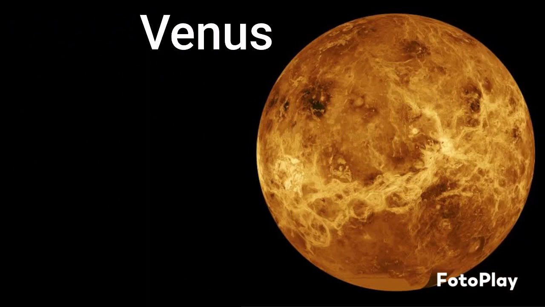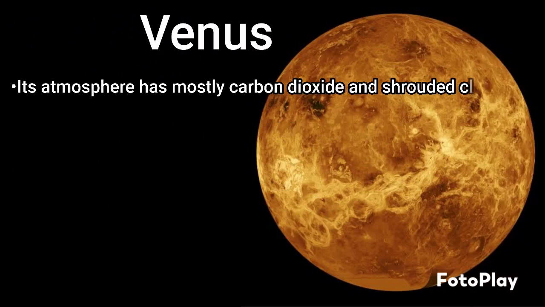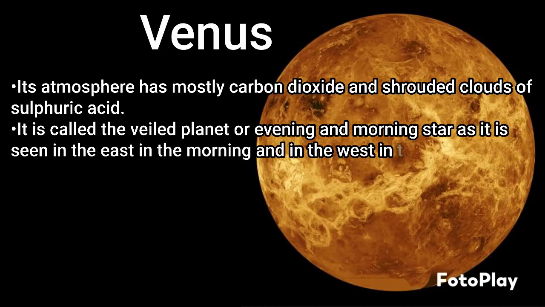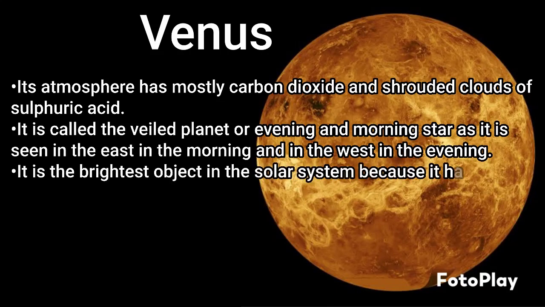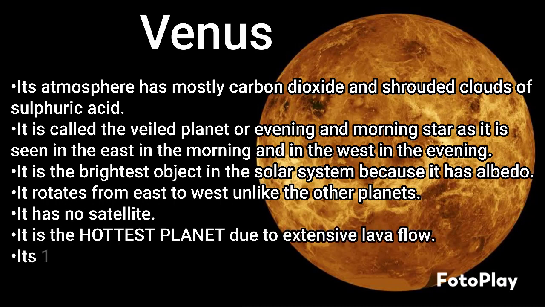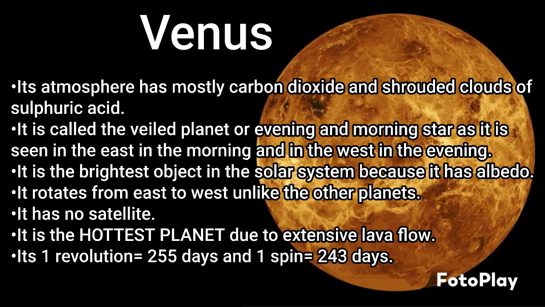Venus. Its atmosphere has mostly carbon dioxide and shrouded clouds of sulfuric acid. It is called the veiled planet or evening and morning star, as it is seen in the east in the morning and in the west in the evening. It is the brightest object in the solar system because it has albedo. It rotates from east to west unlike the other planets. It has no satellite. It is the hottest planet due to extensive lava flow. Its one revolution equals 255 days and one spin equals 243 days.